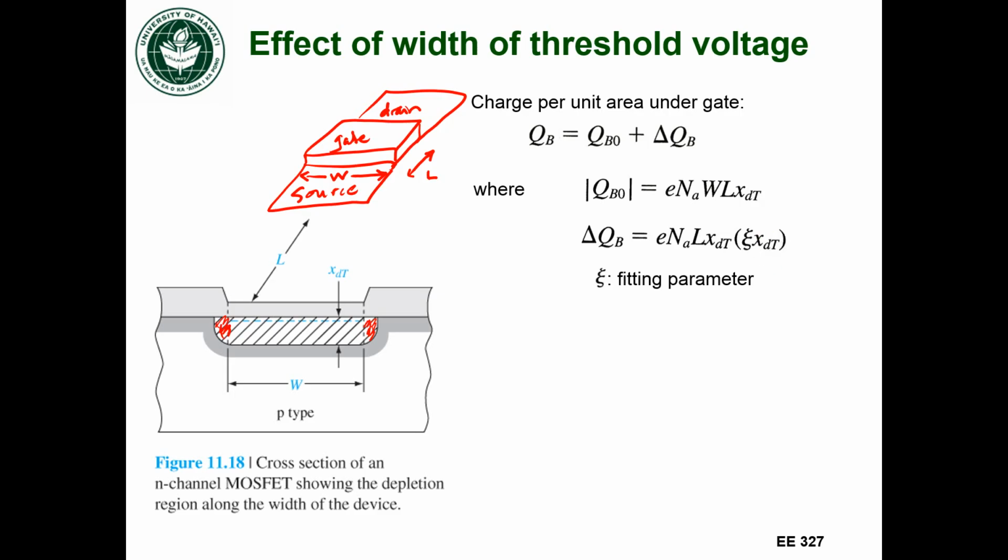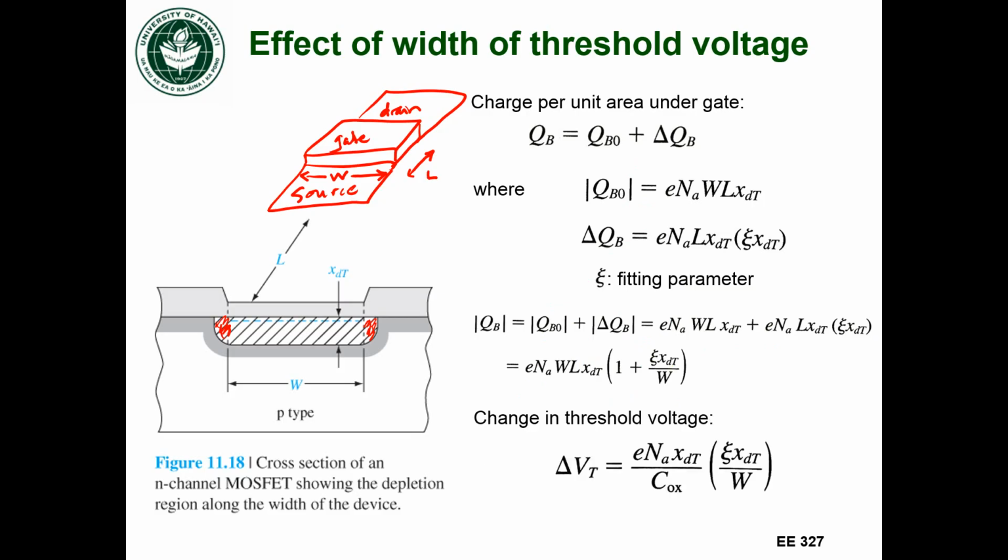And so there's this fitting parameter that we're adding in front of that depth. And it's kind of a fudge factor so that we can get it correct. And it depends on the geometry of the device. Okay, so if we take that into account, substitute these two equations into the first one, this is what we come out with. Simplify that, we get this last equation.